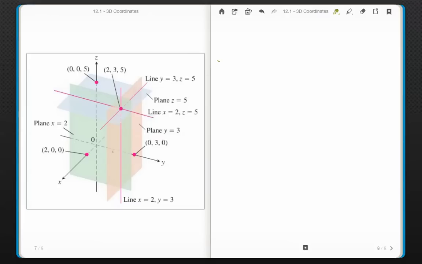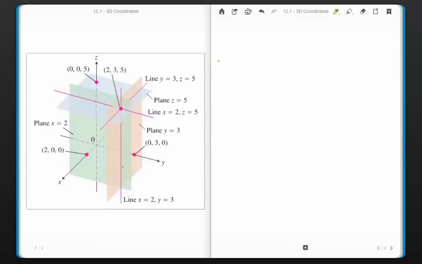Well, what about this salmon colored one here, this pinkish? Yeah, salmon. We'll call it salmon. This seems to be at 0, 3, 0. That's where the y-axis pierces this plane. Can we picture that? Hopefully you can. Then the plane is just labeled y equals 3. So that goes out here. I can move any way I want in the x direction. I can move any way I want in the z direction. But I can't move in the y direction, so I'm stuck on this plane. So we call that the plane y equals 3.